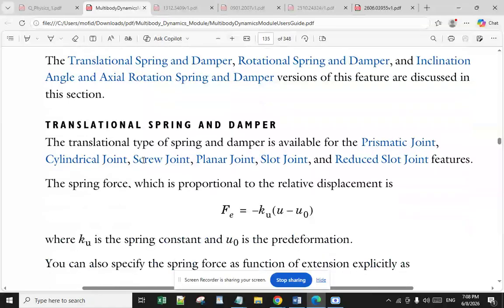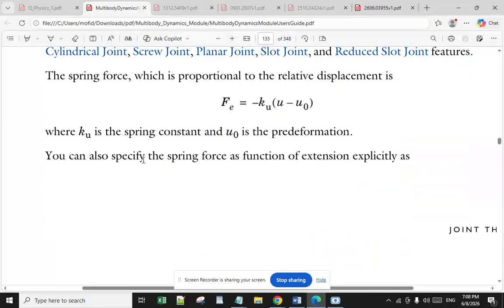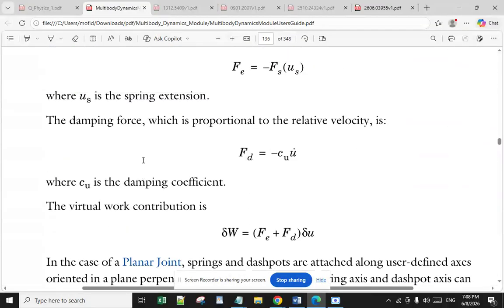Translational spring and damper. The translational type of spring and damper is available for the prismatic joint, cylindrical joint, screw joint, planar joint, slot joint, and reduced slot joint features. The spring force, which is proportional to relative displacement, is F_a equal to minus k_u multiplied by (u minus u0), where k_u is the spring constant and u0 is the pre-deformation. You can also specify the spring force as a function of extension explicitly as F_a equal to minus F_s multiplied by u_s, where u_s is the spring extension.